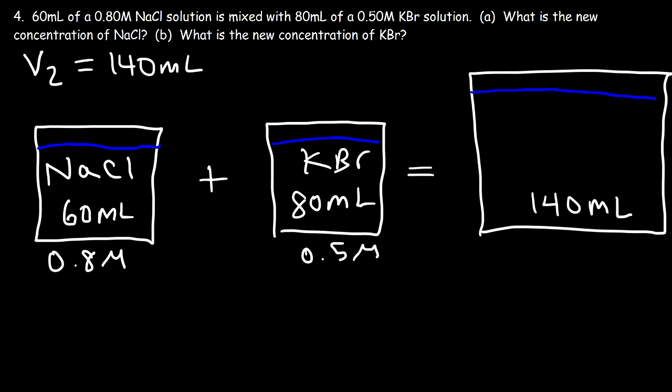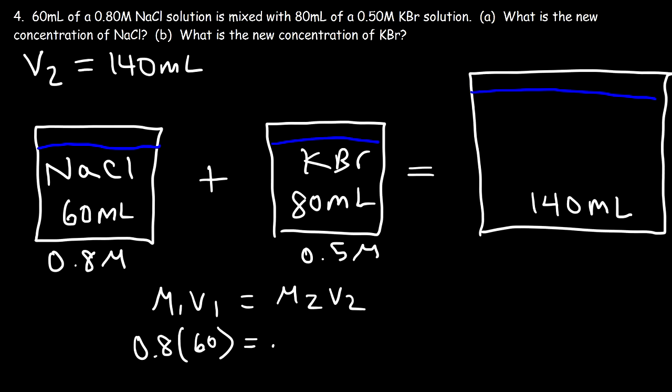So we're going to use the same formula, M1V1 equals M2V2, but with reference to NaCl. The original concentration is 0.8. The original volume is 60. We're looking for the new concentration of NaCl, and the new volume is 140. So M2 is going to be 0.8 times 60 divided by 140. So the new concentration of NaCl is 0.343. As you can see, it is less than 0.4.